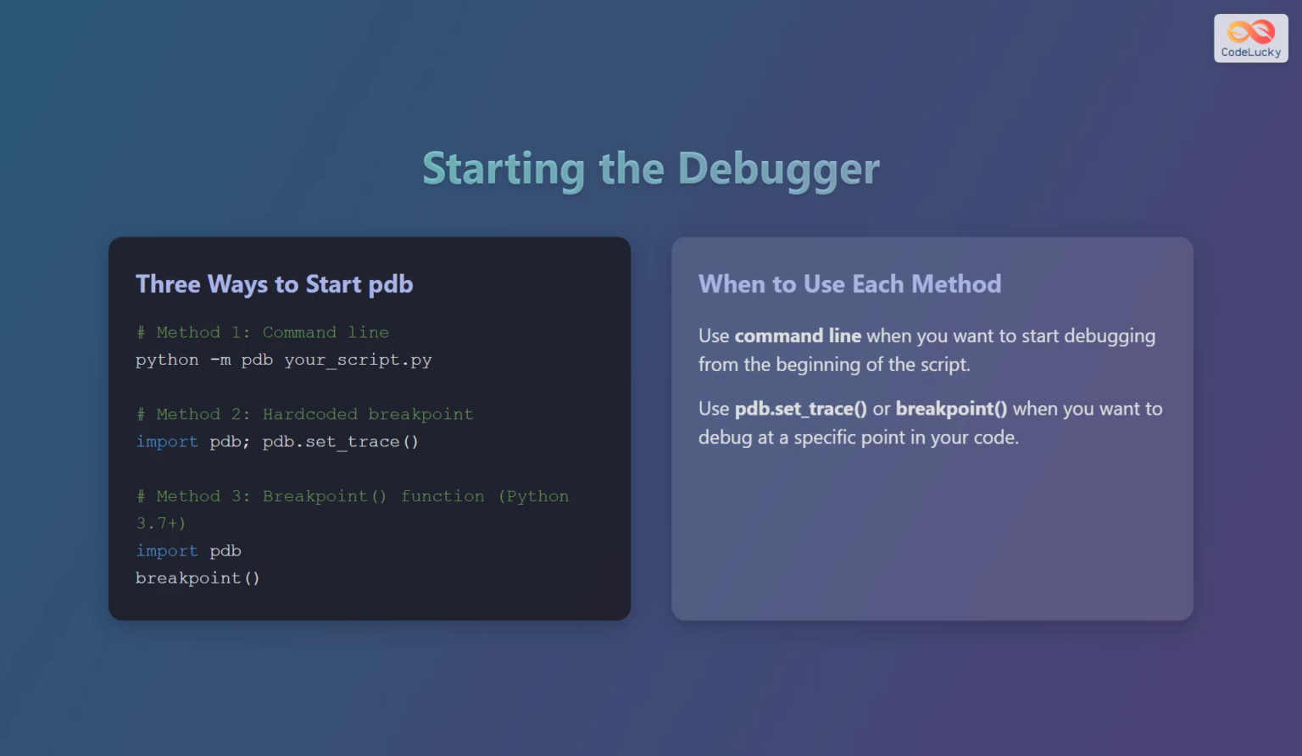All you need to do is import pdb, and then insert the breakpoint() line where you want to break. You would use the command line method when you want to start debugging from the beginning of the script. The pdb.set_trace or the breakpoint function are used when you want to debug at a specific point in your code.